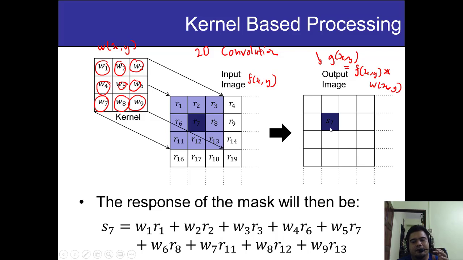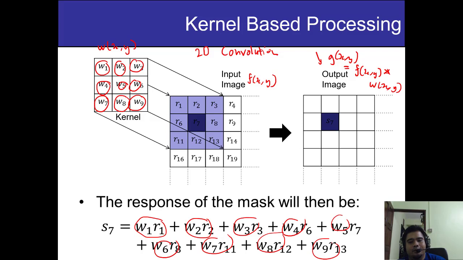That is the first step if you want to find only this particular point of S7. When you are applying that operation, this is a product, this is a product, and this is a product. Everything here is a product, because you are doing a multiplication between W1 R1, W2 R2. Once you get all the products, you sum them up together, this one plus this one plus this one plus this one.